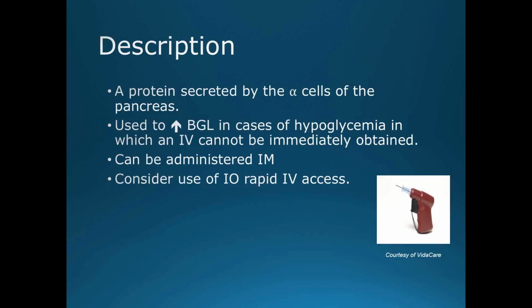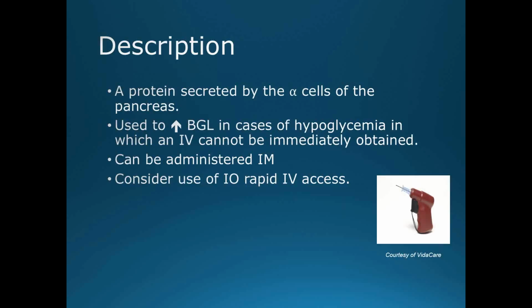I see that it says in several different places to consider the use of IO for rapid access. But quite honestly, if you've got an IO in place, your better medication is going to be D50. Just get that simple sugar in and use it. Because if you give glucagon, it's going to completely deplete every ounce of sugar that we have reserved in our body. And you're banking on the fact that there is a reserve there. If the body has already used that reserve, then the glucagon is not going to be effective.